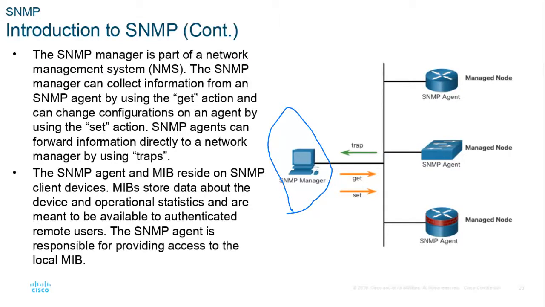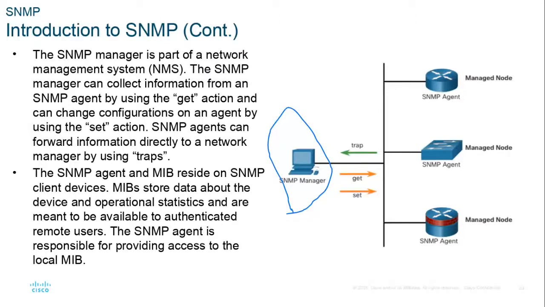Now, get, set, and traps. So the get command is I can go to the router and say, give me your show interfaces G0. I want to see how many packets have gone in the past 30 minutes. The set command is the dangerous one in that you might want to change the configuration of a device to manage something. Typically, these routers and switches would send this information back on a polled basis about every 30 minutes or so.